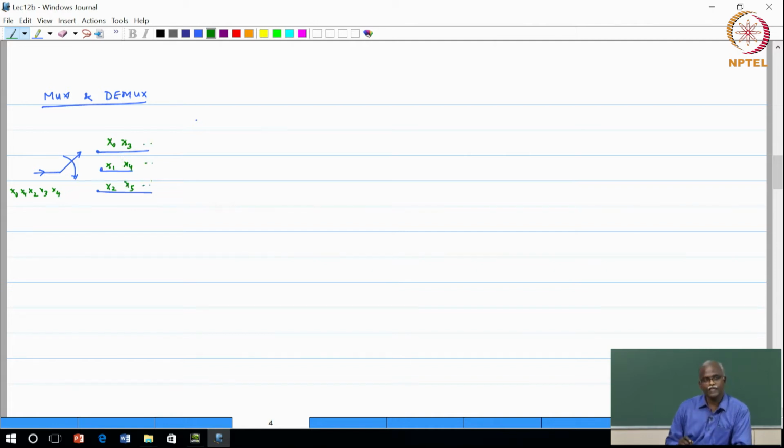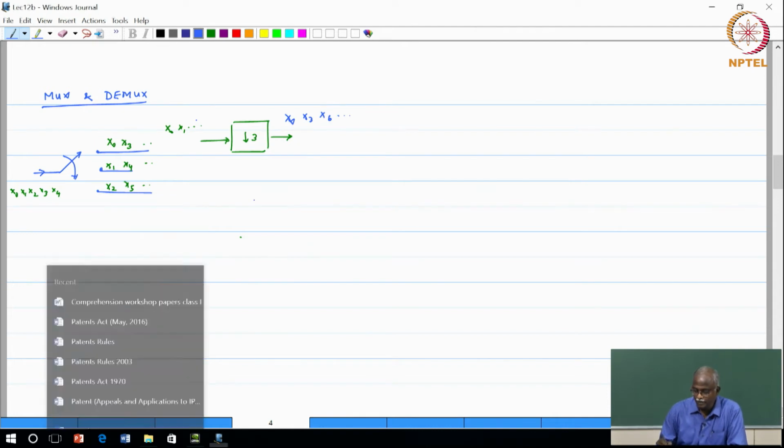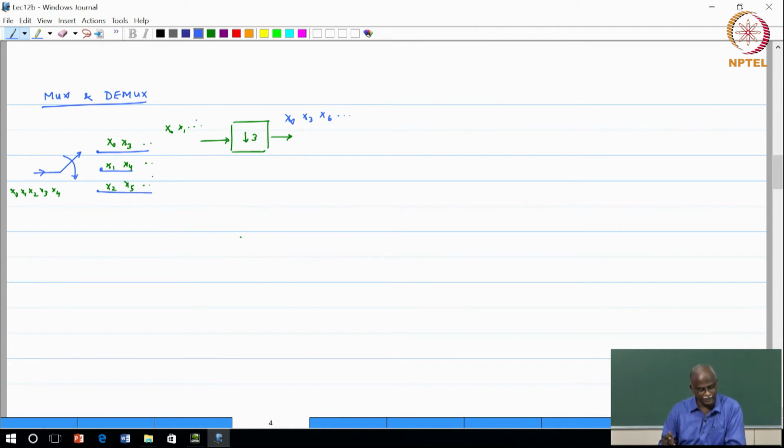It is very easy to see that this is exactly what will happen if I did a downsampling process as well. If I took an input signal x0, x1, the same input as before, and downsampled by a factor of 3, this output would be x0, x3, x6 and so on. But in a demultiplexer, I need to get the other signals as well. We did look at this particular example. How do I get x1 in the lower branch? Is it a delay or an advance?